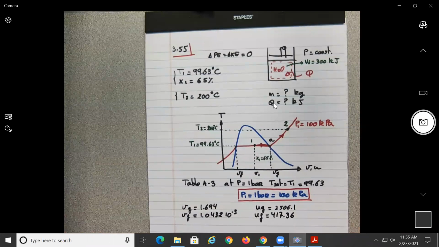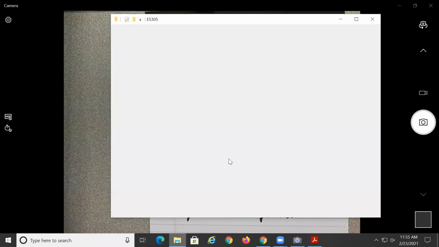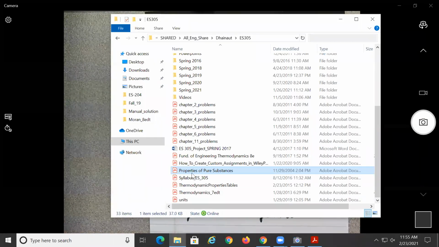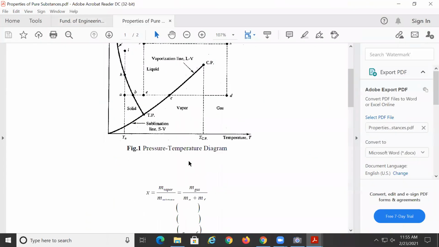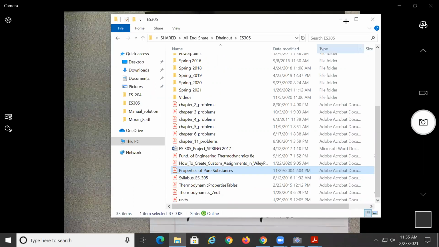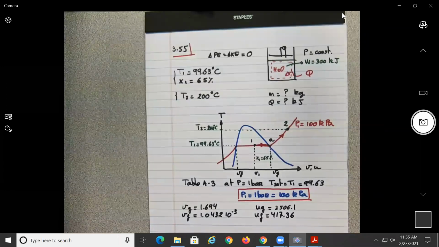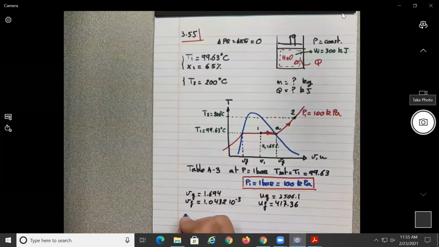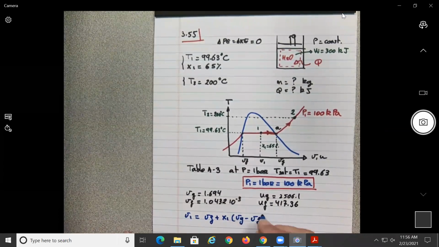Okay, so from the page I gave you before, what about the quality factor? Properties of substances. What is the relation? Remember, V1 would then be V fluid plus X1 times V gas minus V fluid. So from this equation, V1 will be equal to V fluid plus X1 times V gas minus V fluid, which will give us what?